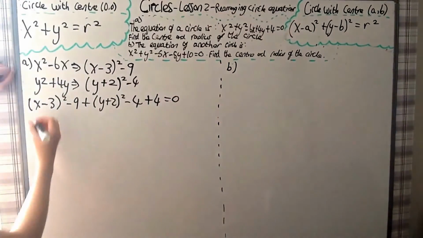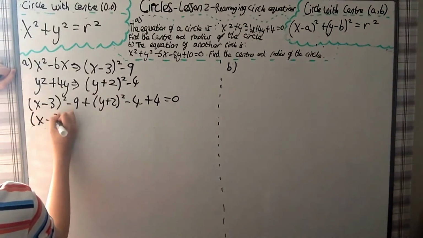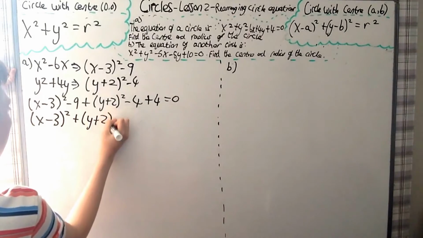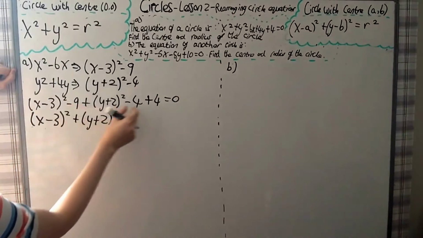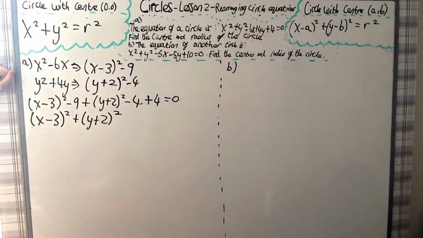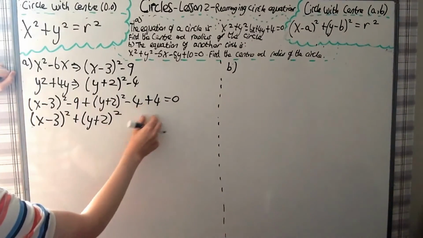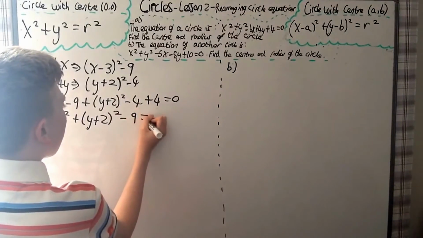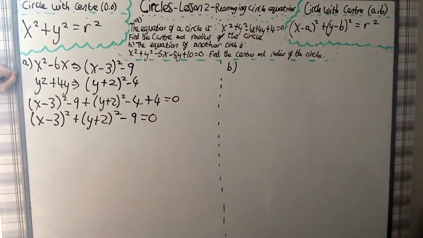So now we rewrite this and we collect the constant terms together. Minus 9 minus 4, well that's minus 13. Minus 13 plus 4 gets us back to minus 9. So overall we have minus 9.